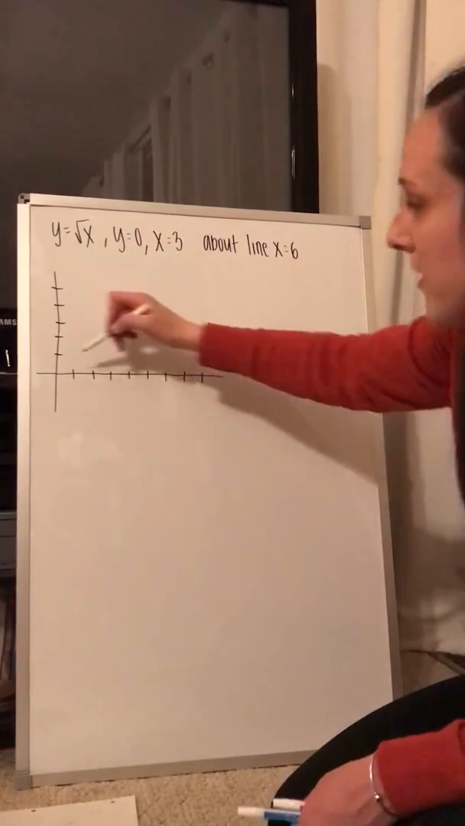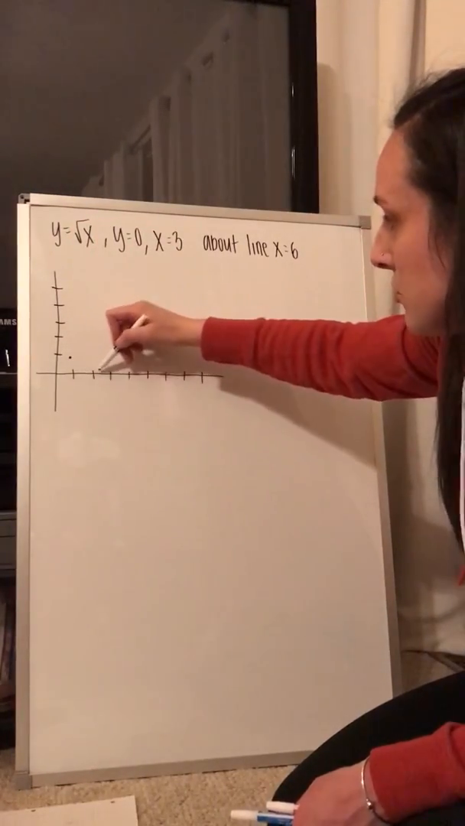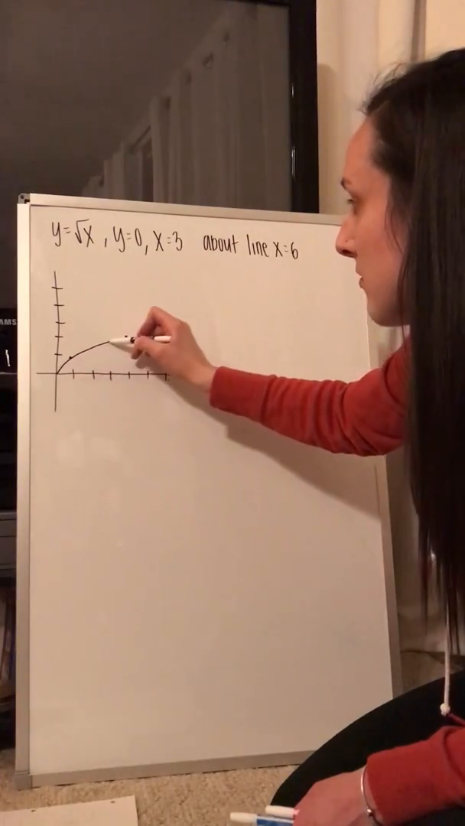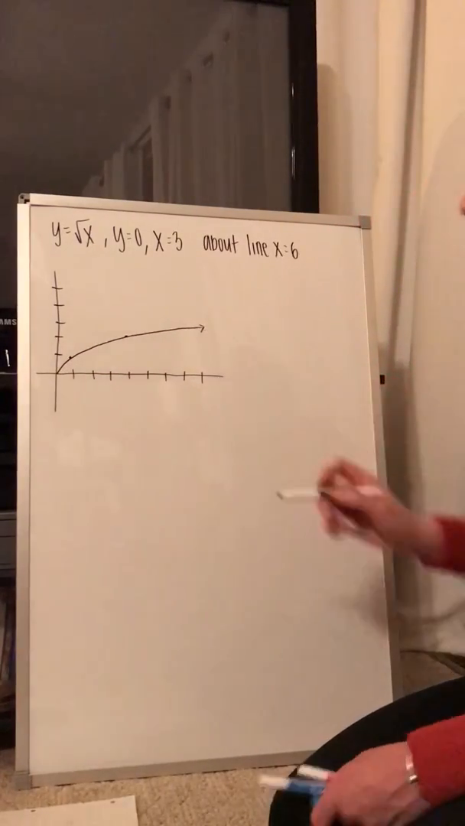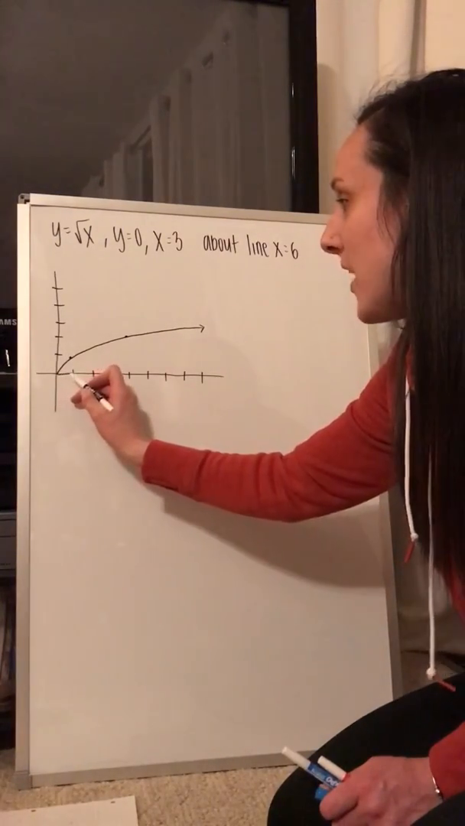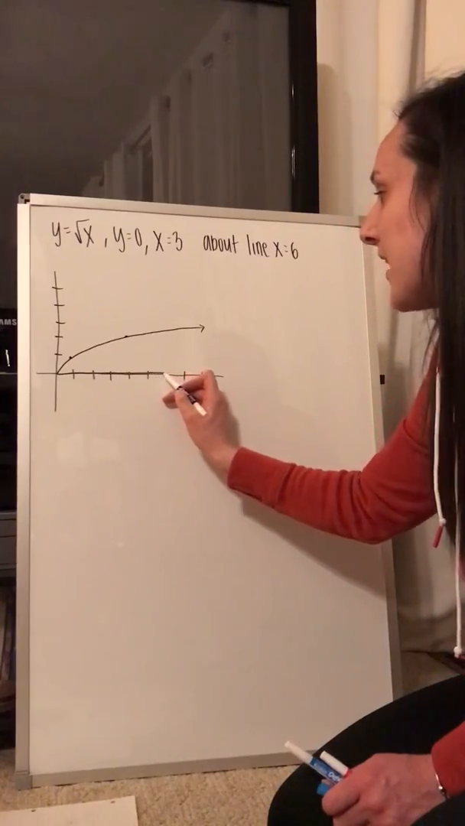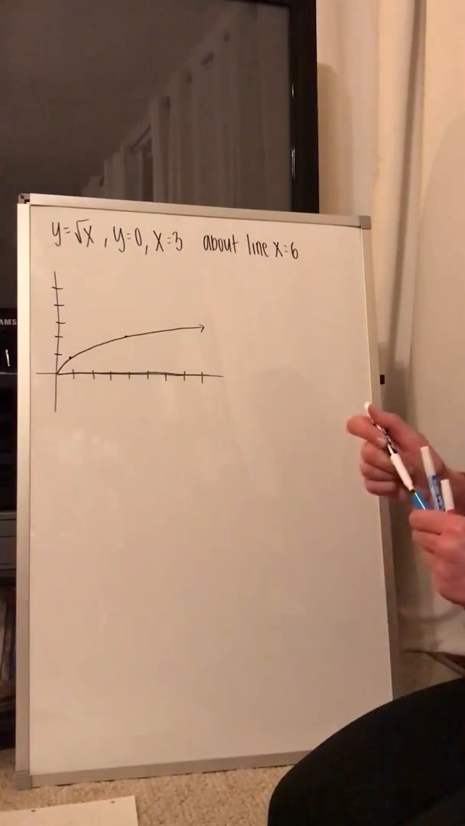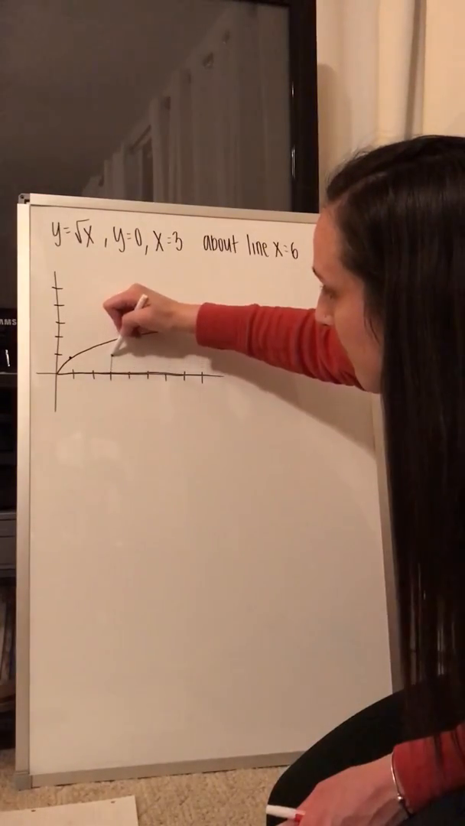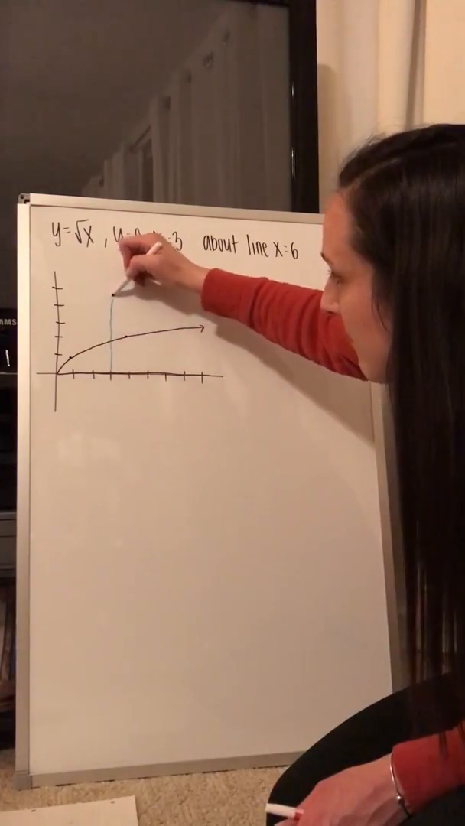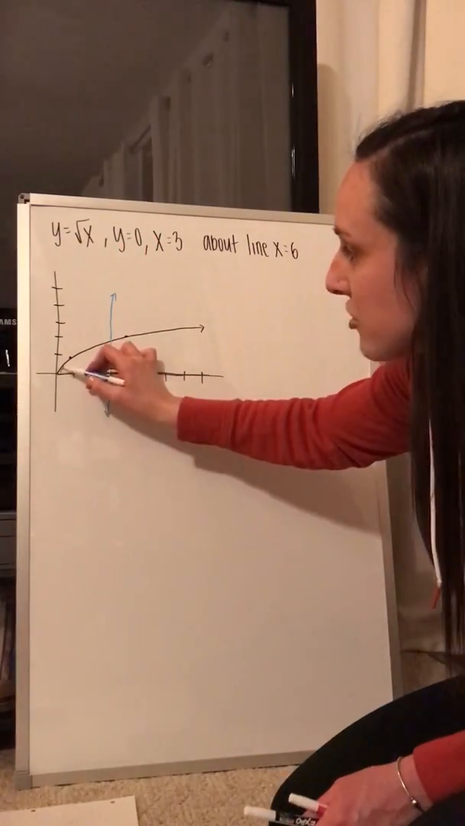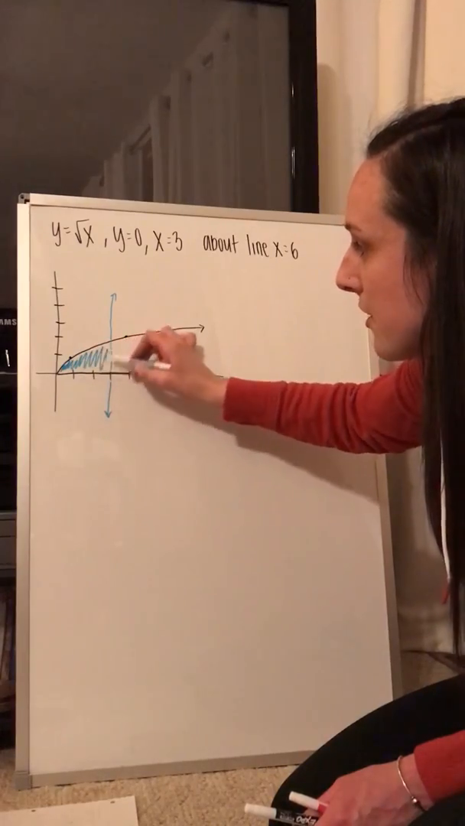All right, graph the square root of x first. 1, 2, 3, 4. That's 1, 2. All right, so here's my graph. Y is equal to the square root of x. I'm bound by the line y is equal to 0, so that is going to be my x-axis. And I am also bound by the line x is equal to 3. So it looks like the region that I want to revolve is actually happening right in here.